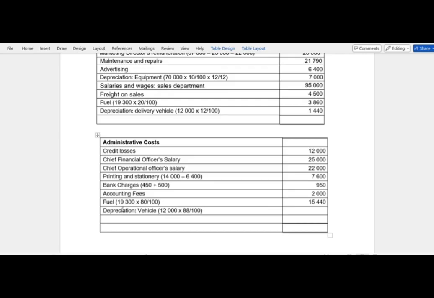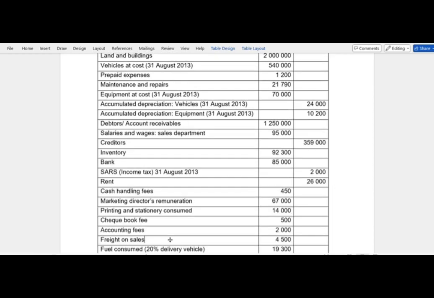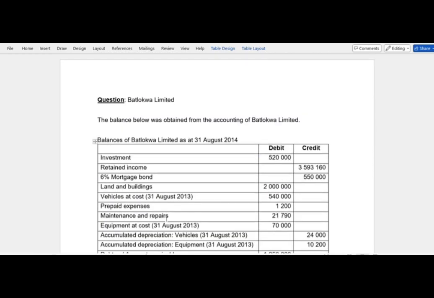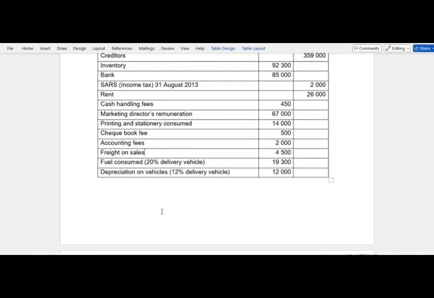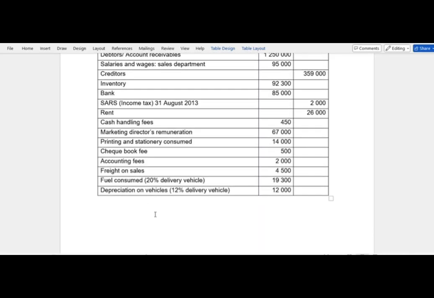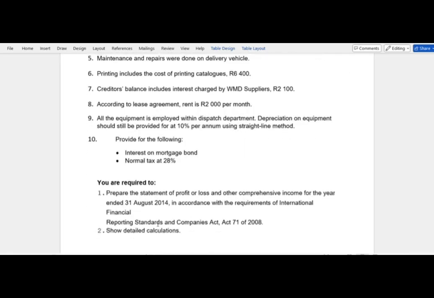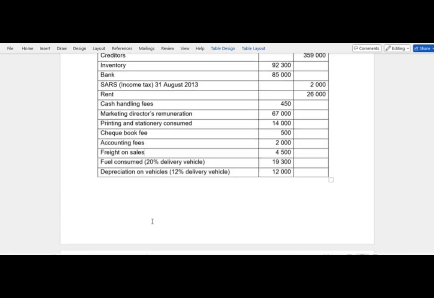And then how much are you getting there? 12,000 multiplied by 88 divided by 100, and then we get 10,560. All right, and then we are done, because I think the depreciation on vehicle was the last item on our question. We are only calculating, remember, admin and distribution costs. Then we are done, because we started with additional information. We've done everything. We've done our adjustments on that, and now we are just going to record.